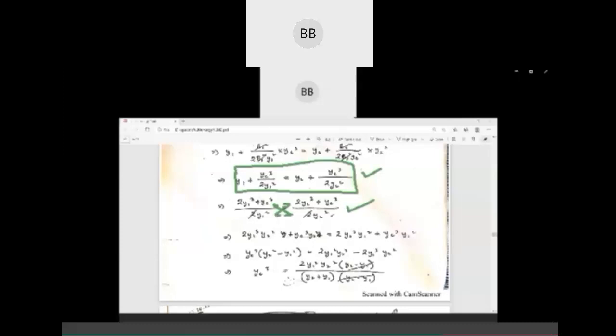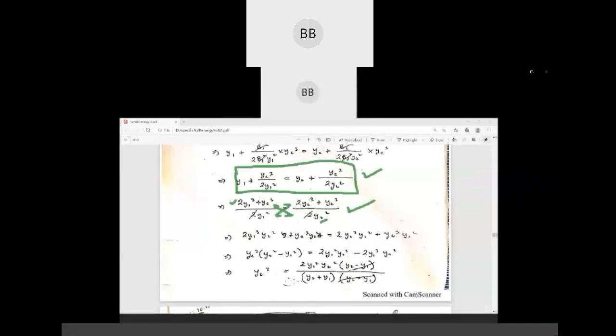See here, 2 and 2 will cancel out. So what will this be? We are multiplying this part with this, so y1 cube is there, then y2 square, then plus yc cube multiplied by y2 square, is equal to, you have to multiply this with this, so it will be twice y2 cube multiplied by y1 square plus yc cube multiplied by y1 square.